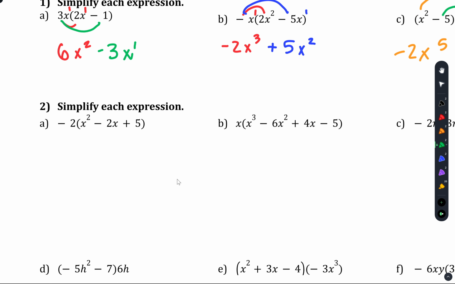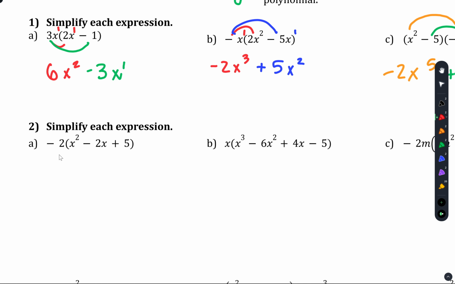So look at letter A. I'm going to multiply negative 2 times x squared. That's just negative 2x squared. I'm going to do negative 2 times negative 2x. Coefficients together make positive 4. X variables together give me just x. And then negative 2 times positive 5 is a negative 10.